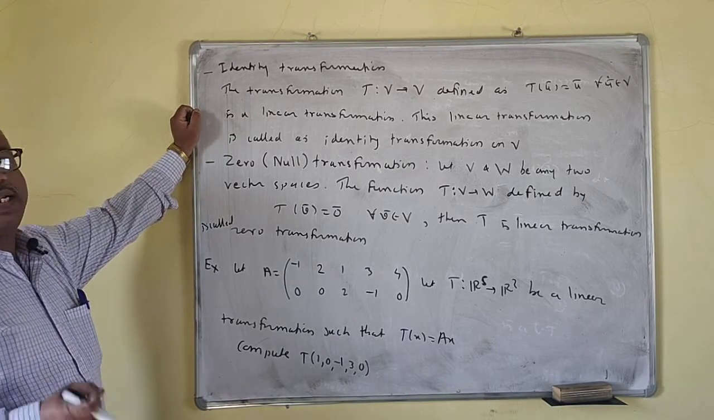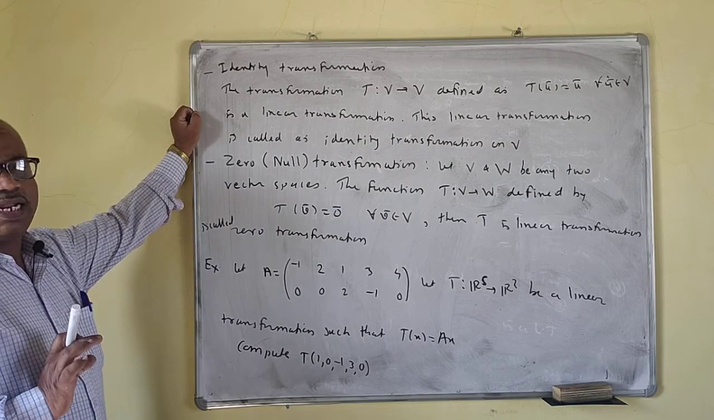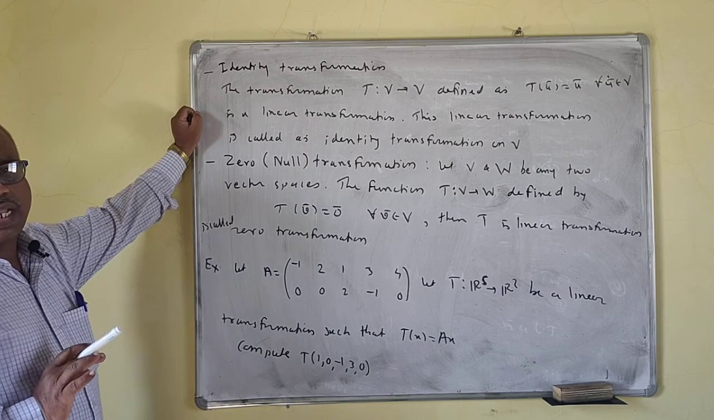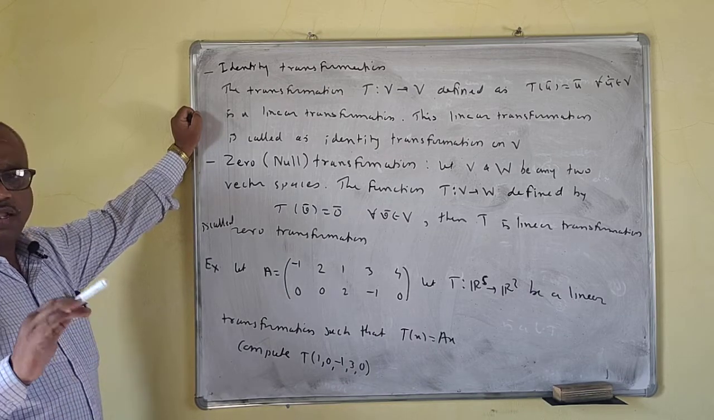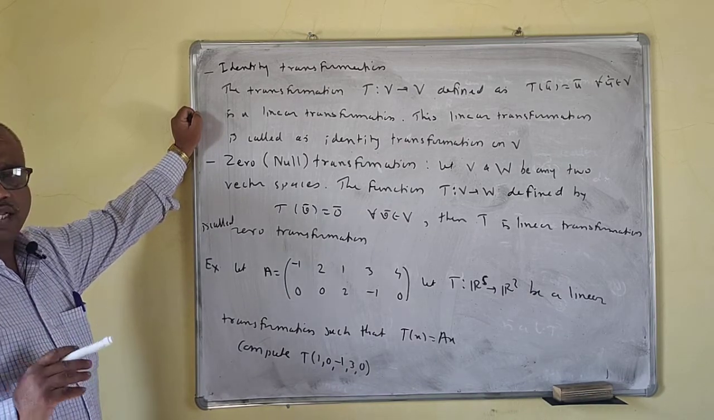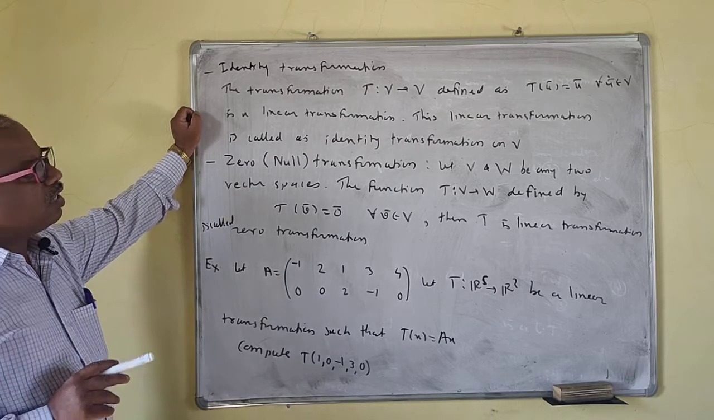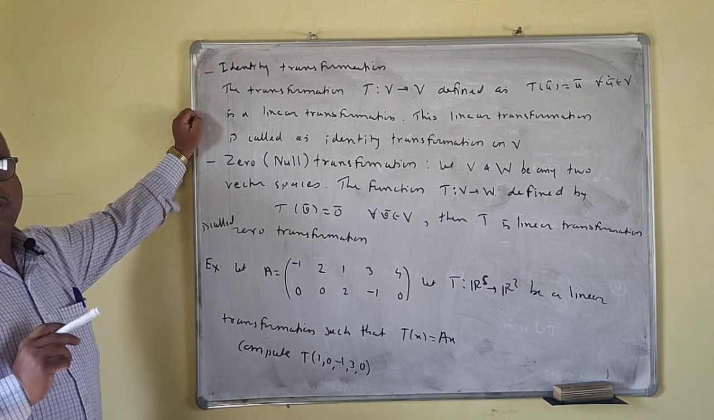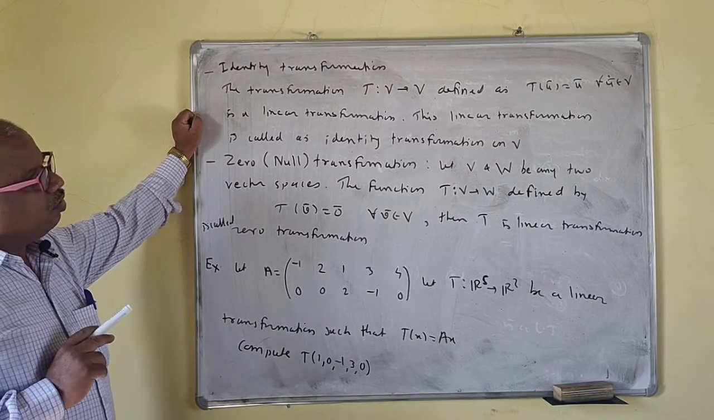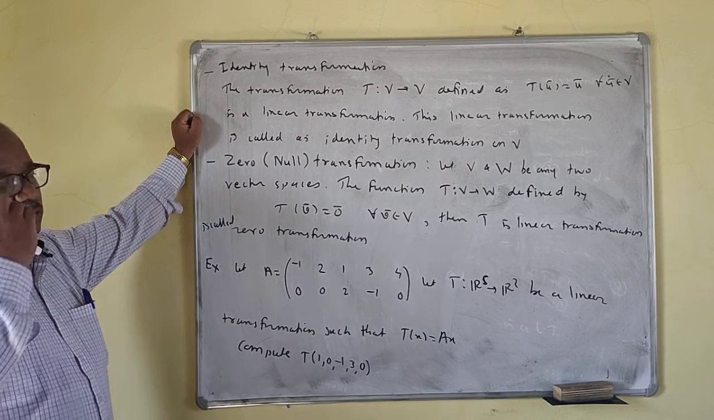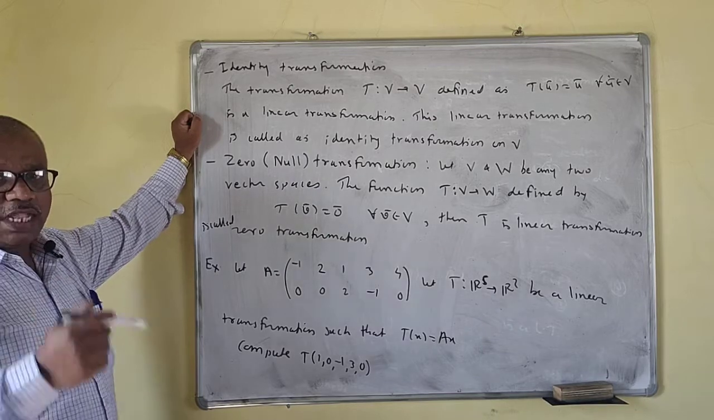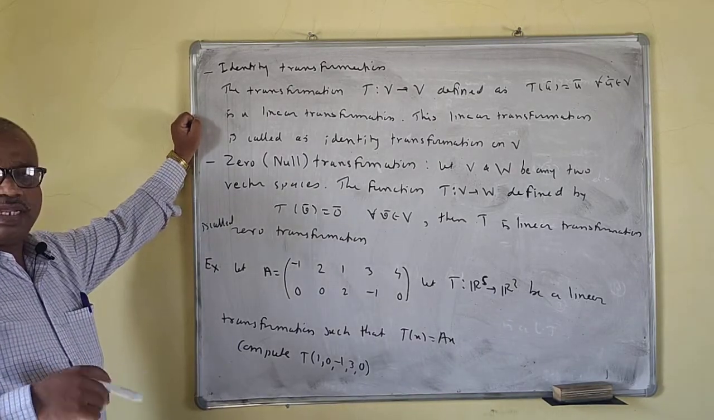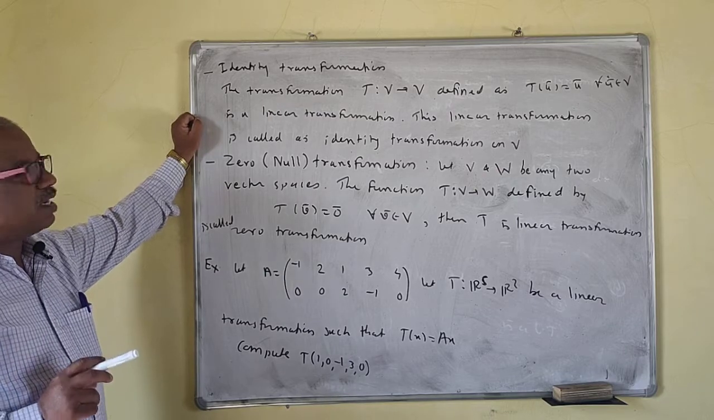Now next, identity transformation. What do you mean by identity transformation? You know that the identity function means the domain and codomain are the same, and the images are also the same. That means the transformation T: V to V, so domain and codomain should be the same, defined as T of u bar is equal to u bar. That means the image of u bar is itself. So the image of any element is itself, then that is called an identity transformation.